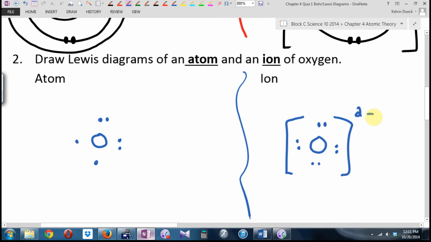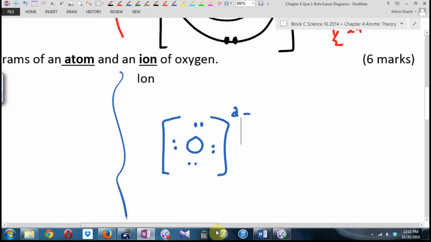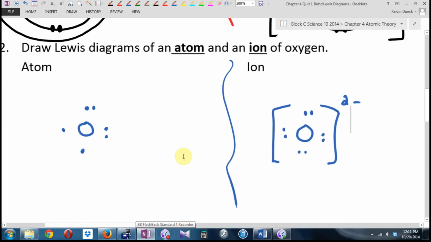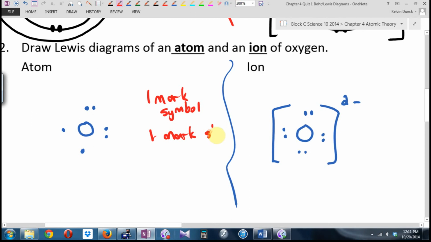What did I say this was worth? Really, I said 6? Okay, I should have made it 4. Oh well. 6, I guess 1 mark for the symbol, 1 mark for the outer shell, and 1 mark for pairing them properly. I don't know, I should have made that one worth a couple less.